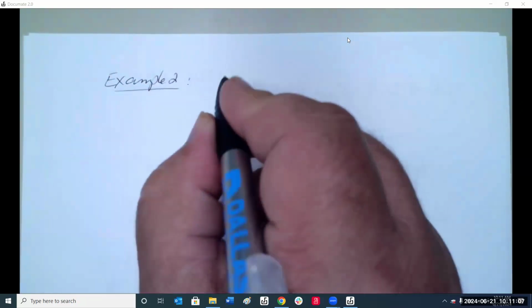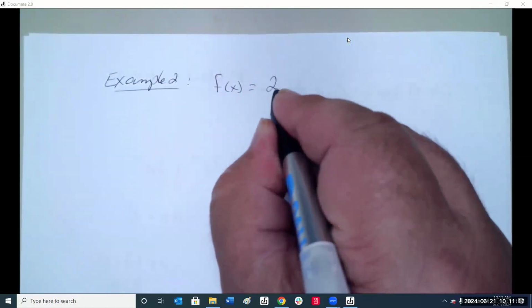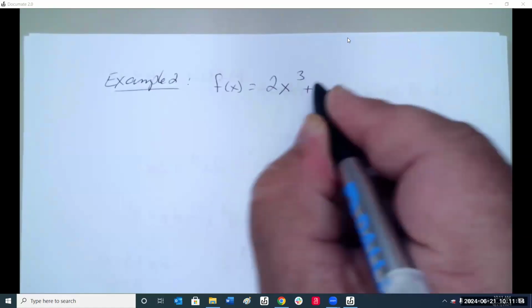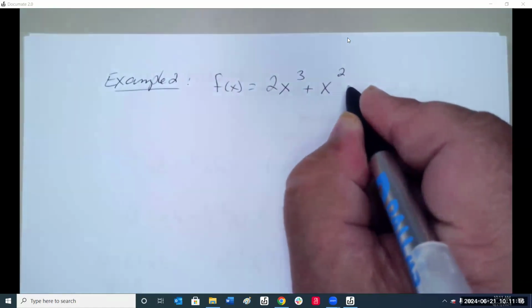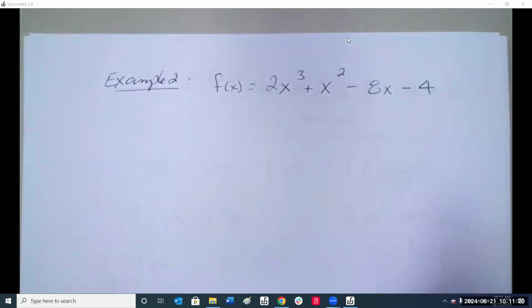Example 2. Graph this function: 2x cubed plus x squared minus 8x minus 4.